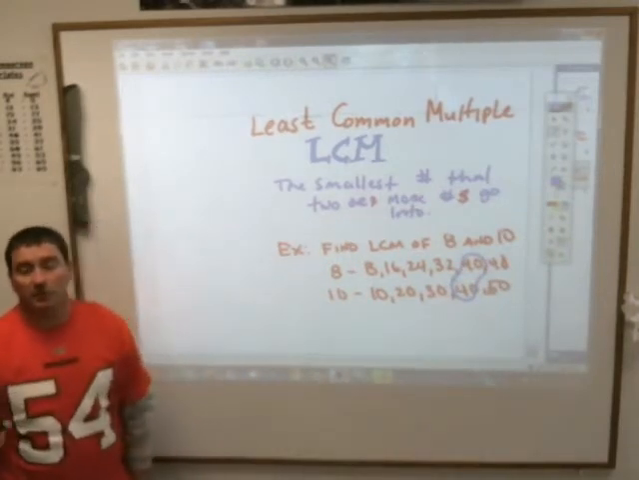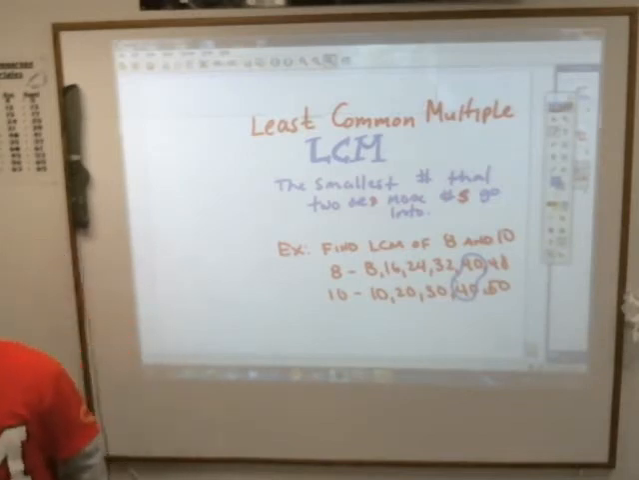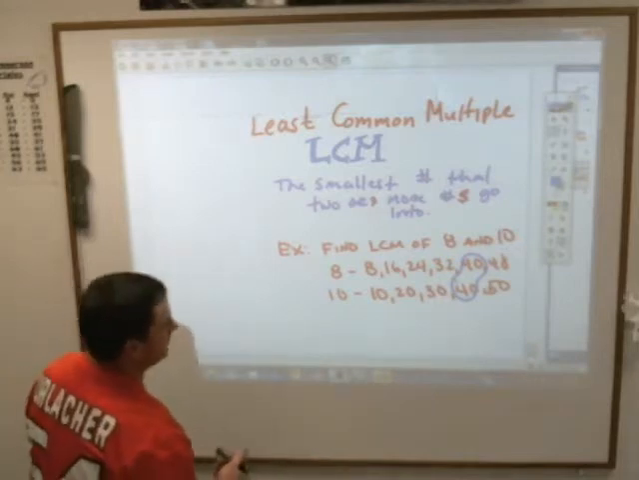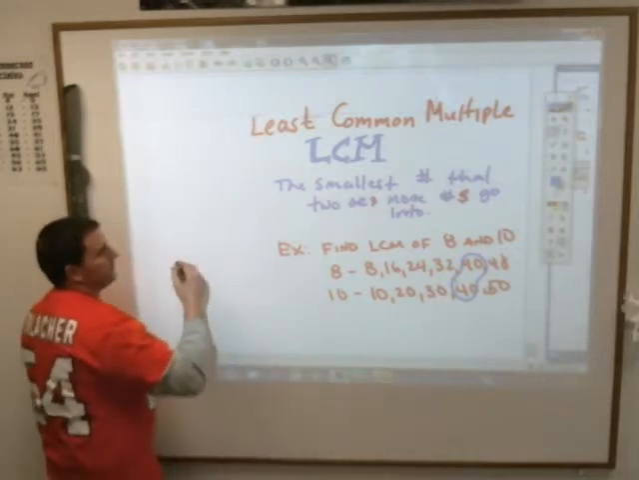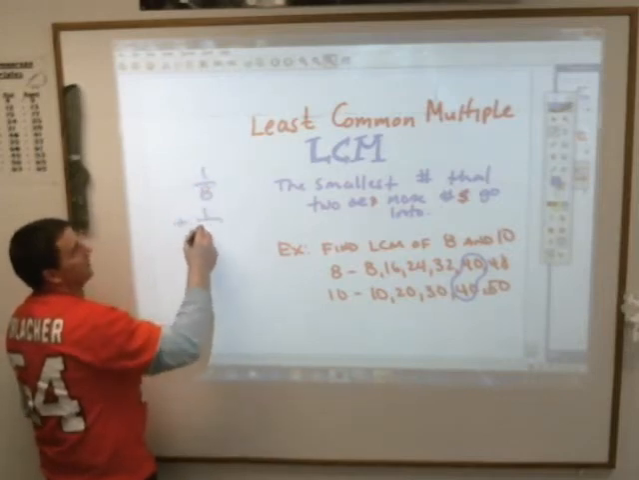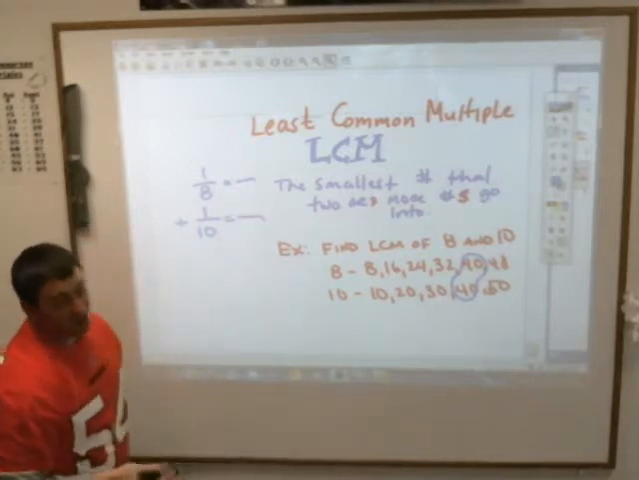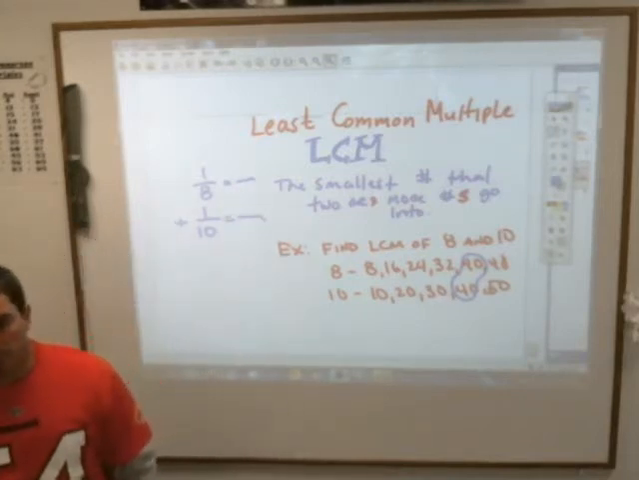You could never find the greatest common multiple. Why? Because it goes on forever. Multiples go on for absolutely ever. So you can't find the greatest common multiple. You can find the least common multiple. Think of it like this. It's the same thing you do when you're adding fractions together. If you were adding 1/8 plus 1/10 together, what would you make your bottom number so that you could do that? That is the least common multiple.